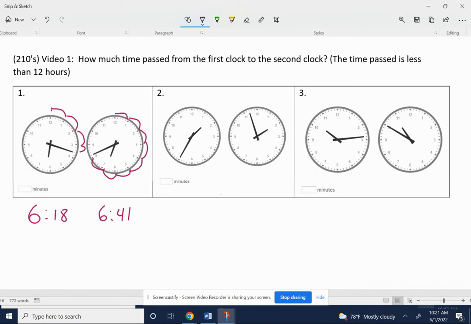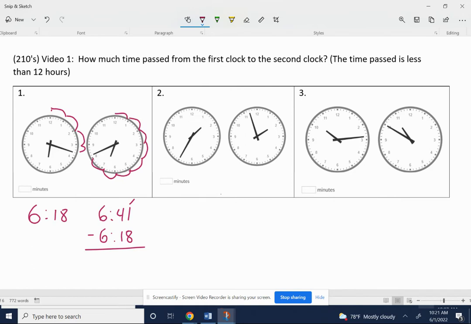Now, a couple different ways you could do it. You could just take 41 minus 18. You could just take the 6:41 minus the 6:18. You do need to be careful if the hours are different because there's 60 minutes in an hour, so it's not always borrowing 10 or 100. But in these problems, the hours are the same. You could just take 41 minus 18.